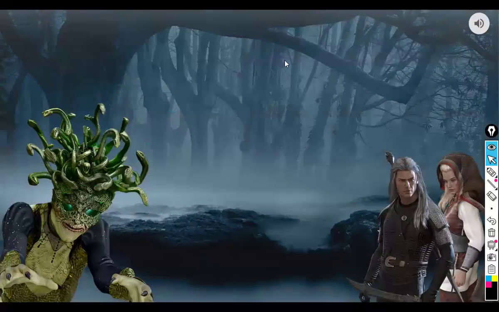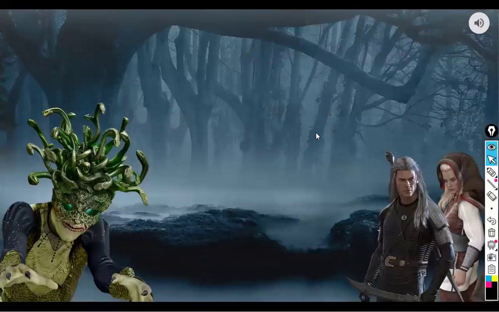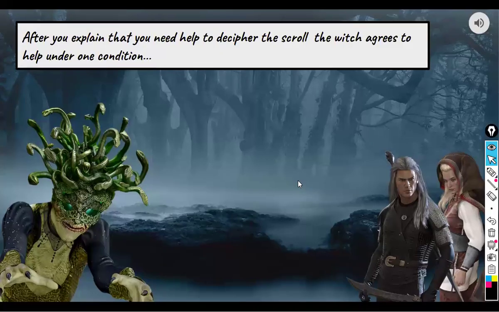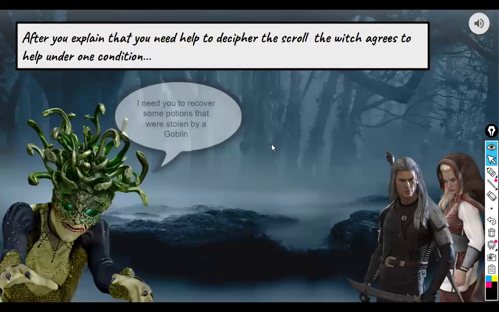Let's see what's going on with our witch friend here. Oh, by the way, you are part of the team. You don't see yourself there, but you are with Jimmy and Ruben. They explain to the witch that you need help to decipher the symbols, and the witch agrees to help under one condition. There's always a catch with these witches. You can't do anything out of kindness.